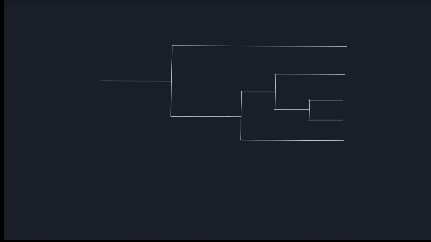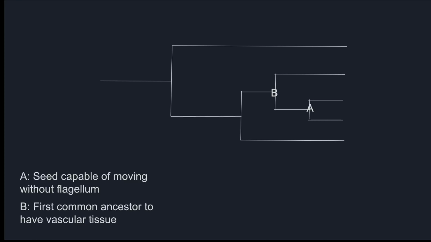Now we have a phylogenetic tree. A phylogenetic tree is a diagram that depicts the lines of evolutionary descent of a different species, organism, or genes from a common ancestor. We will use node A to show when seed is capable of moving without flagellum, and node B to show when the first common ancestor to have vascular tissue.